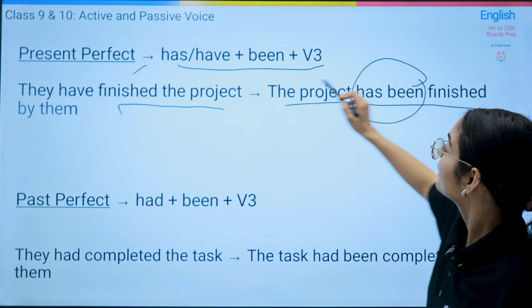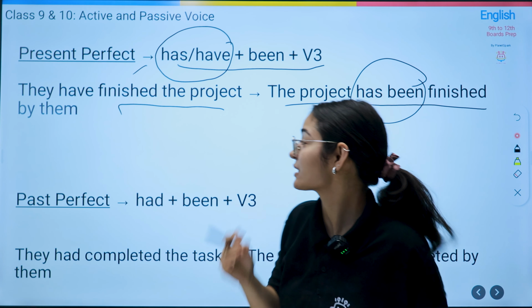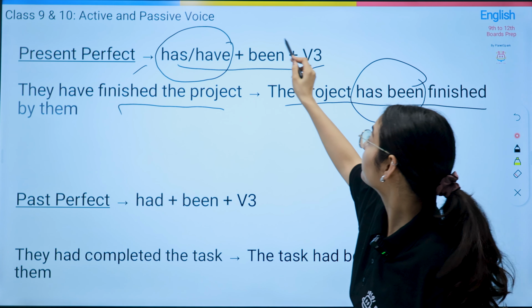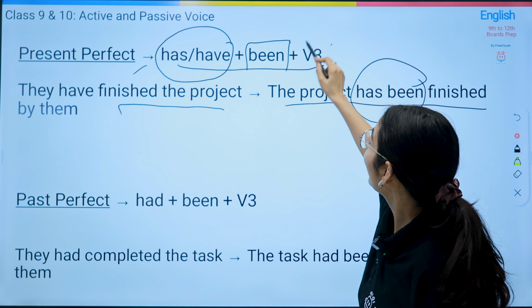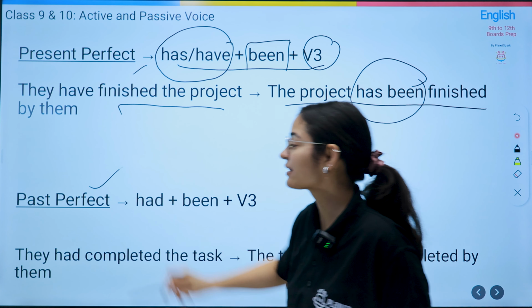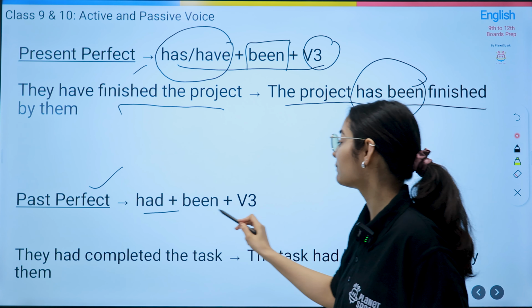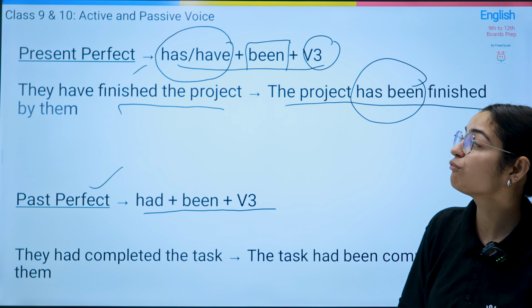Has been. We will use any of these helping verbs depending on what the subject is, and with it, been and the third form of verb. Now moving on, for past perfect, the structure to change any sentence from active to passive is had plus been plus the third form of verb.